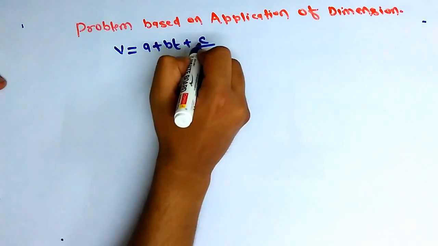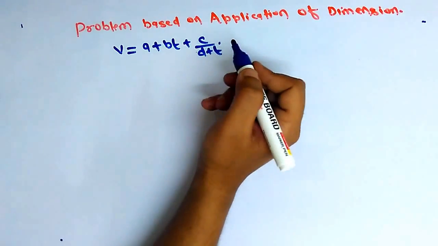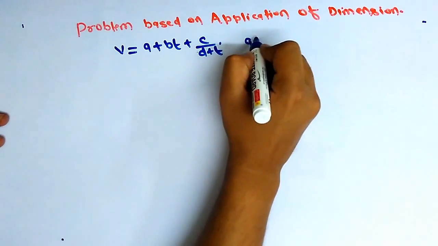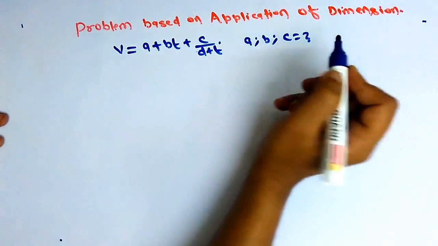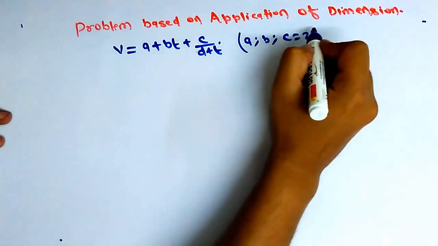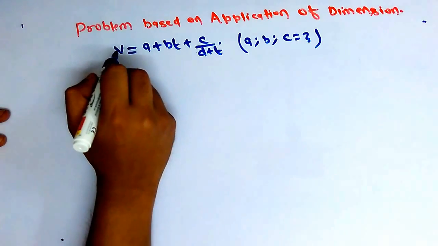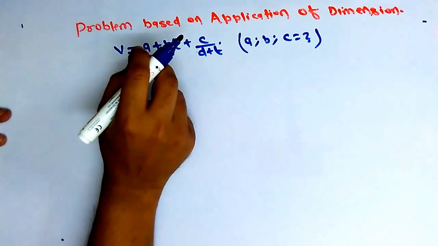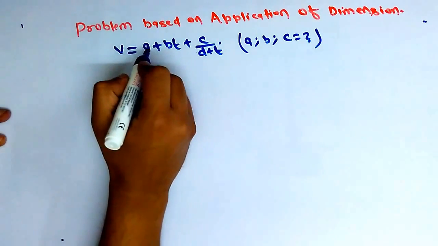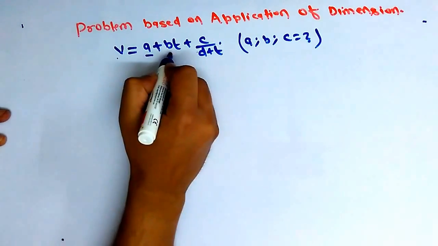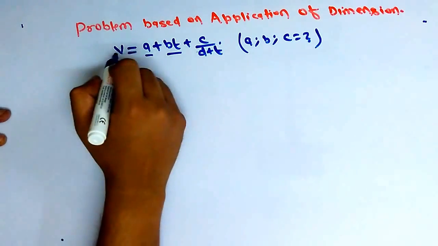Plus c upon d plus t. Okay, and you have to find out the value of a, b and c. This you have to calculate. For this, according to the principle of homogeneity, each term has the dimension of velocity. This term has the dimension of velocity, and c upon d plus t also has the dimension of velocity.